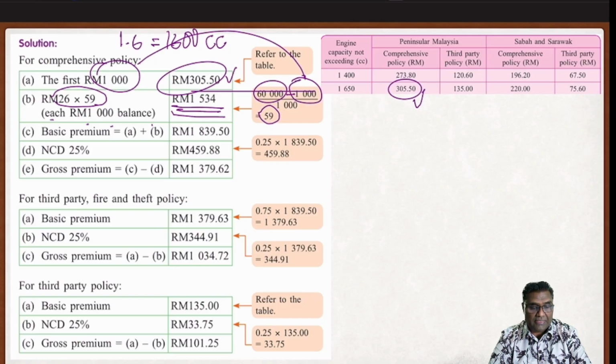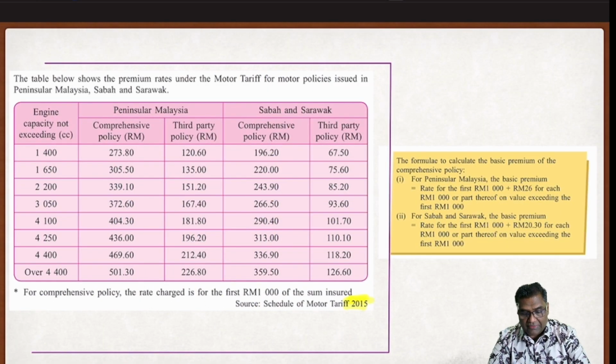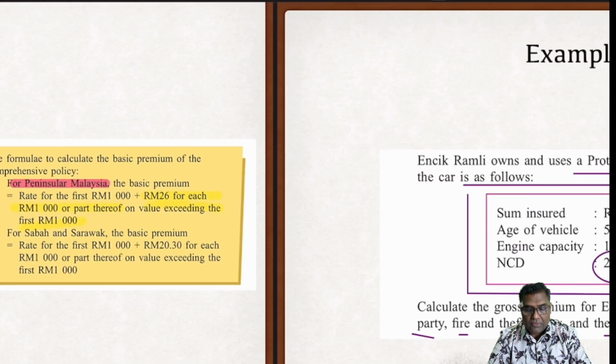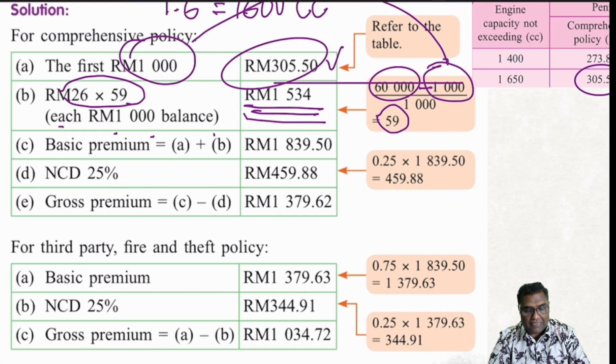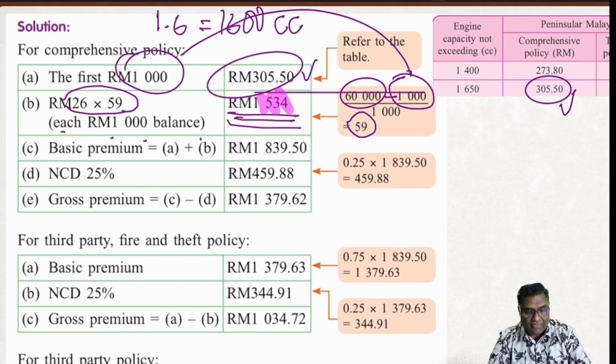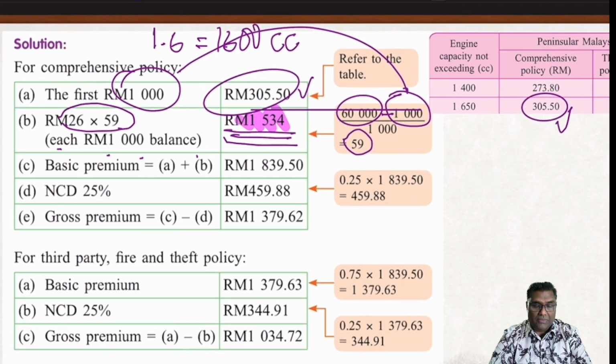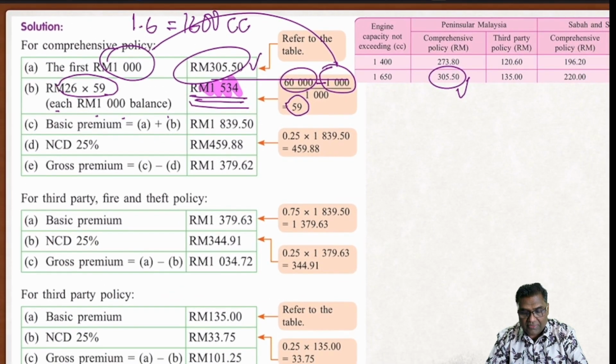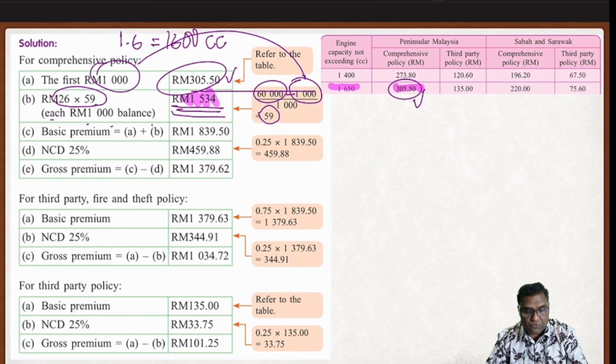How do you know it's 26, sir? It's already given here clearly in our insurance notes. If you check, the notes say 26 for each 1,000 or part thereof of the value exceeding, provided he is in Peninsular Malaysia. That is how we calculated this amount. So for 1600 cc, the first 1,000 calculation comes from here. You can see it very clearly. This is for the first 1,000 under the comprehensive policy.